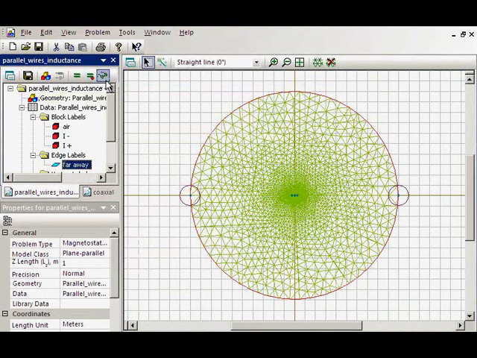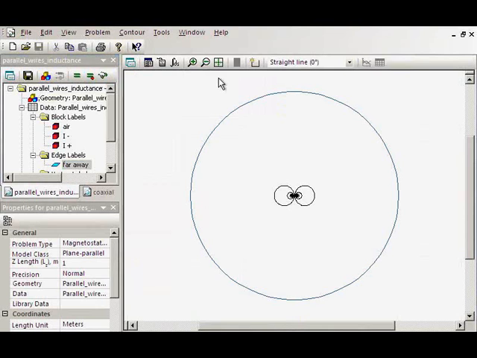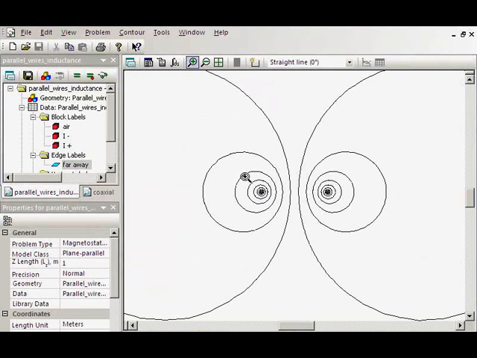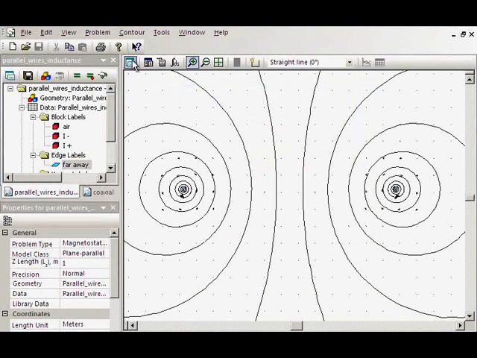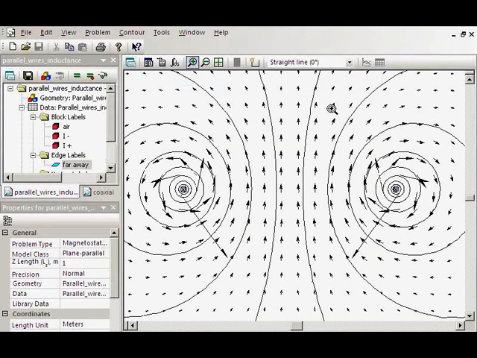Let's take a look at the simulation result. You can see the field lines. I will switch on the vector plot. Now I can see how the flux flows, and I can measure the flux to calculate the inductance. I will build the contour between conductors to calculate the flux.